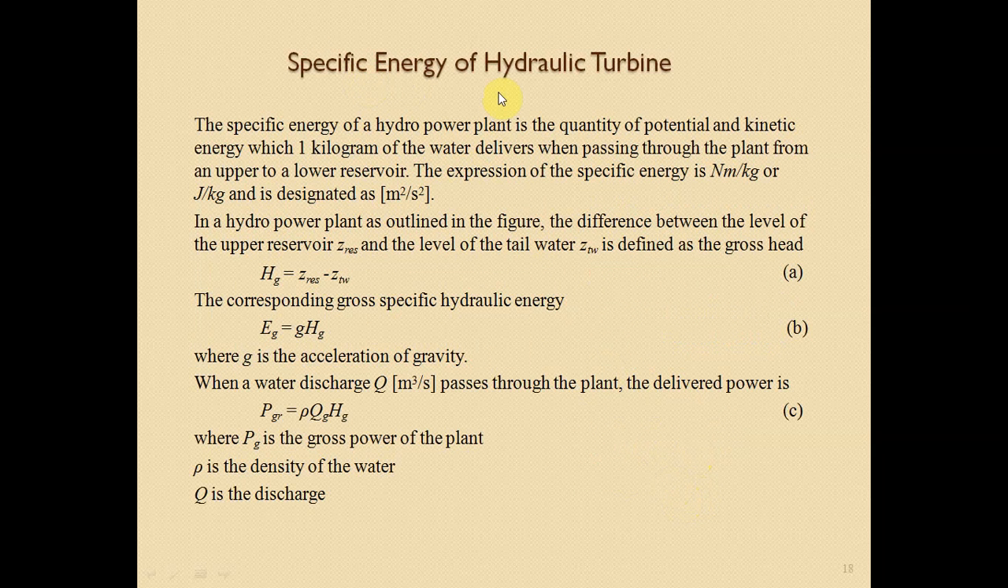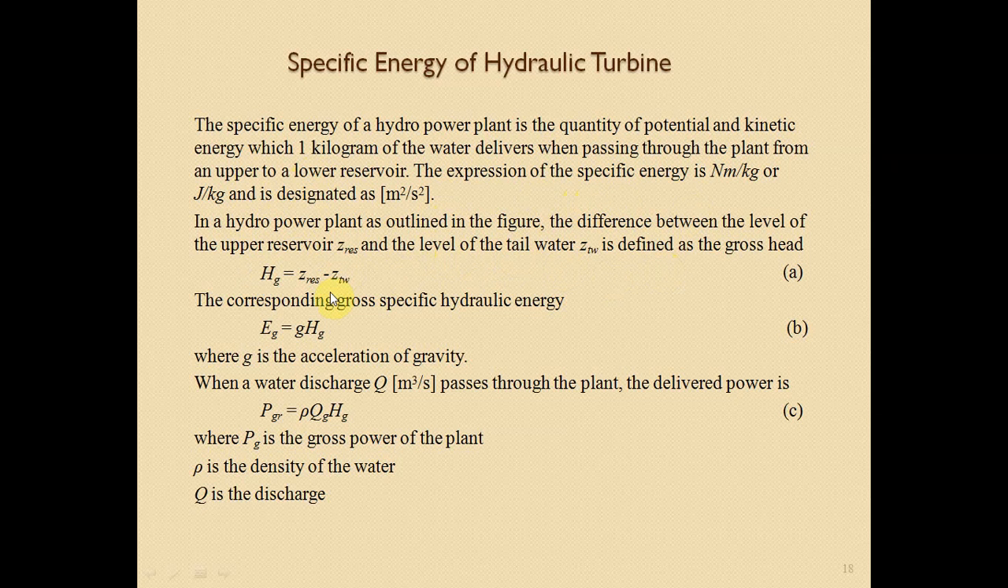The next one is the specific energy of a hydraulic turbine. The specific energy of a hydraulic power plant is the quantity of potential and kinetic energy which 1 kilogram of water delivers with the passage through the plant from the upper to the lower reservoir. The dimension of the specific energy is Newton meter per kg, or joules per kg, and is designated as meter squared per second squared. In a hydraulic power plant, as outlined in the figure, the difference between the level of the upper reservoir and the level of the tail reservoir is defined as the gross head.